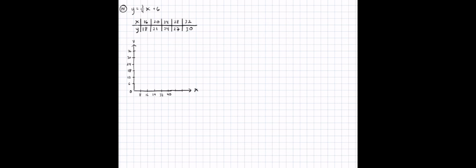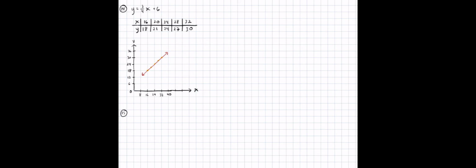Okay, so 16 comma 18, that one's nice. 20 comma 21, so 20 is between 16 and 24. 21 is halfway between 18 and 24. Then 24 comma 24, that one's nice. So I chose some good numbers here. And then 28 is halfway between 24 and 32. 27 is halfway between 24 and 30 along the y-axis. Last one, 32 comma 30. These dots actually look pretty good. Cool, that's 14. And let's try another.